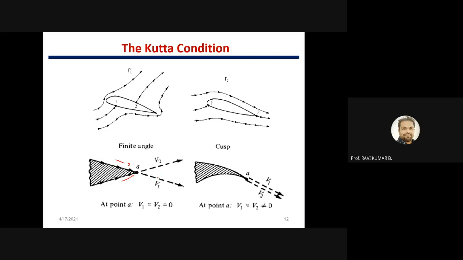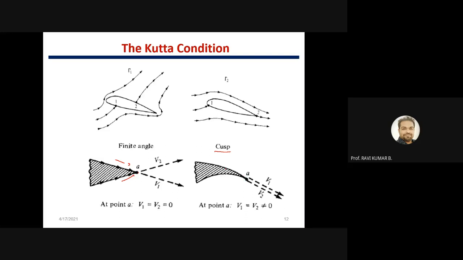edge. So if it has a finite angle trailing edge, point A is called a stagnation point. If it is a curved one, that is also known as a cusp. It's a technical term given for a curved trailing edge. If you are providing a curved trailing edge, in this case, what will happen?